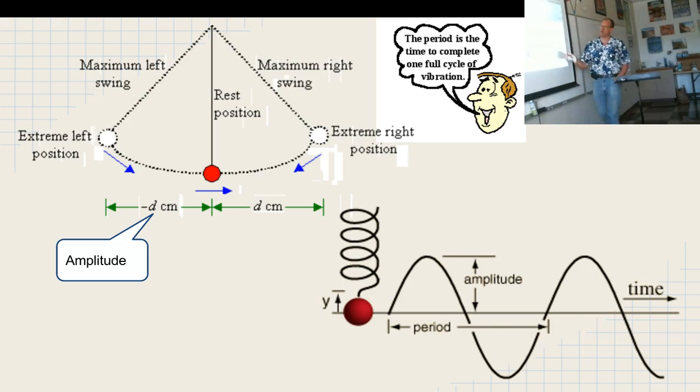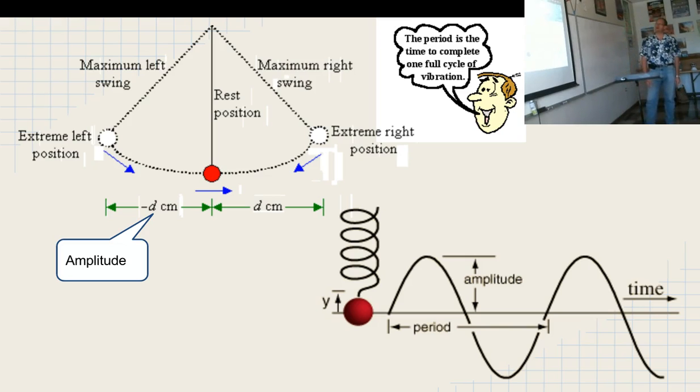You can also measure the amplitude of a spring. You have a mass on the end of a spring. You pull the spring down, you let it go. It bounces and bounces, and the distance that it goes up or down from the rest position is the amplitude. Okay, so distance of displacement is the amplitude.